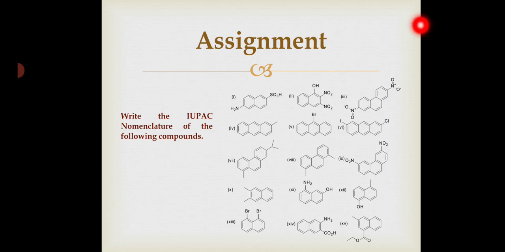See, the first compound is a naphthalene derivative having NH2 group and SO3H group. So what is the name of this compound? The name of this compound is 6-aminonaphthalene-2-sulfonic acid. Similarly, the next compound is also a naphthalene derivative having an OH group and 2 nitro groups. So OH will get preference over the nitro group, and so the numbering starts from here, and so the name of this compound is 2,3-dinitronaphthalen-1-ol.